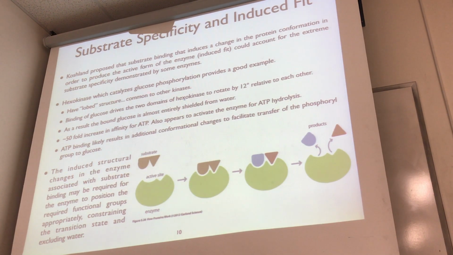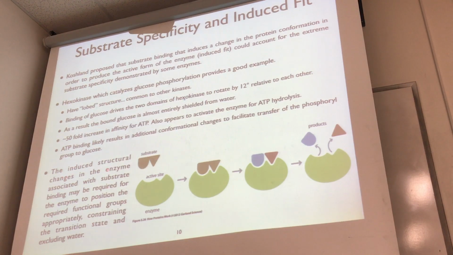You have the lobe structure common to other kinases. The binding of glucose drives the two domains of hexokinase to rotate 12 degrees relative to each other, and as a result, the bound glucose is almost entirely shielded from water. You have a 50-fold increase in affinity for ATP at the same time. It also appears to activate the enzyme for ATP hydrolysis. So binding of glucose to the glucose binding site results in a conformational change in the multi-domain protein, which in turn increases affinity for ATP as well as the activity for ATP hydrolysis. ATP binding likely results in additional conformational changes to facilitate the transfer of the phosphate group from the ATP to the glucose.